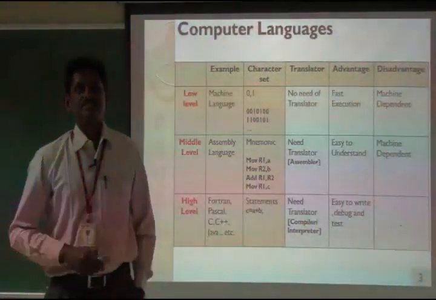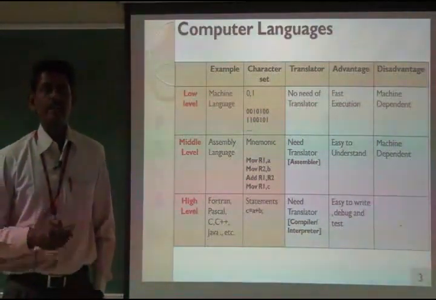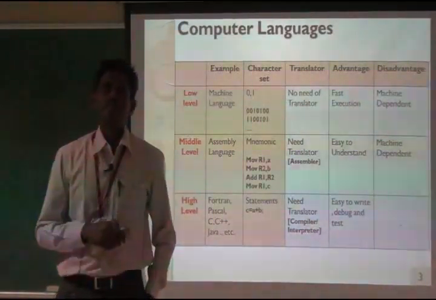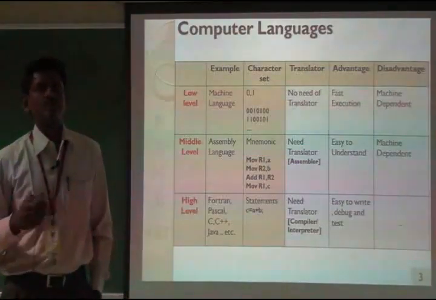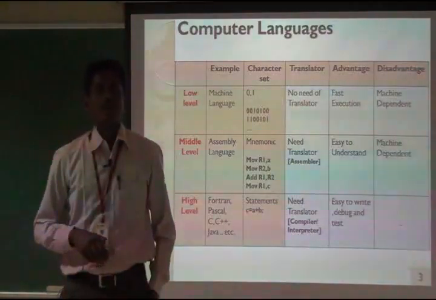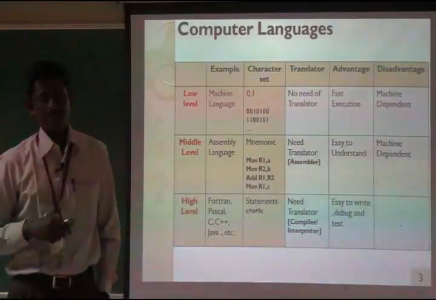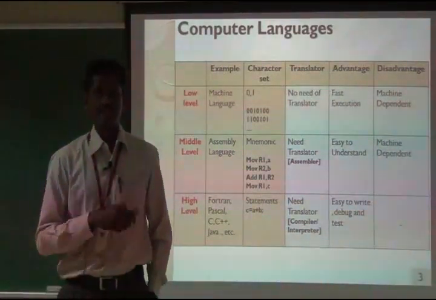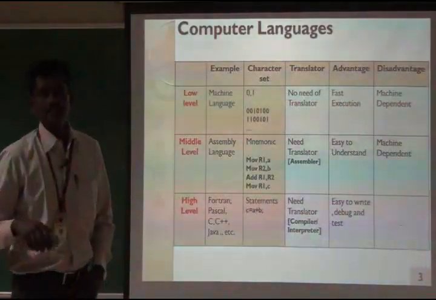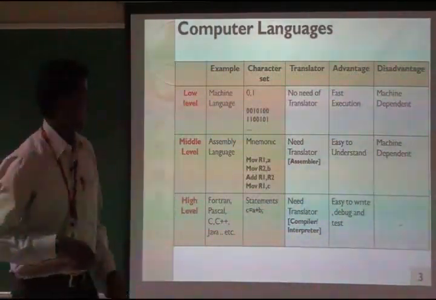Computer languages. So we know what is language. Language is a communication tool, right? English is a language that is used to communicate between man to man. Similarly, computer languages, we have thousands of languages to communicate with the computer. The computer languages are classified in various ways. One of the ways, based on the level of language, it can be classified into three levels: low level, middle level, and high level.